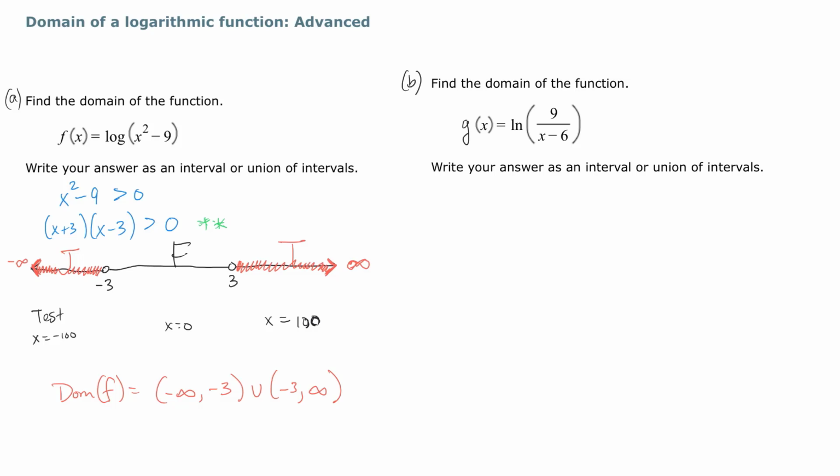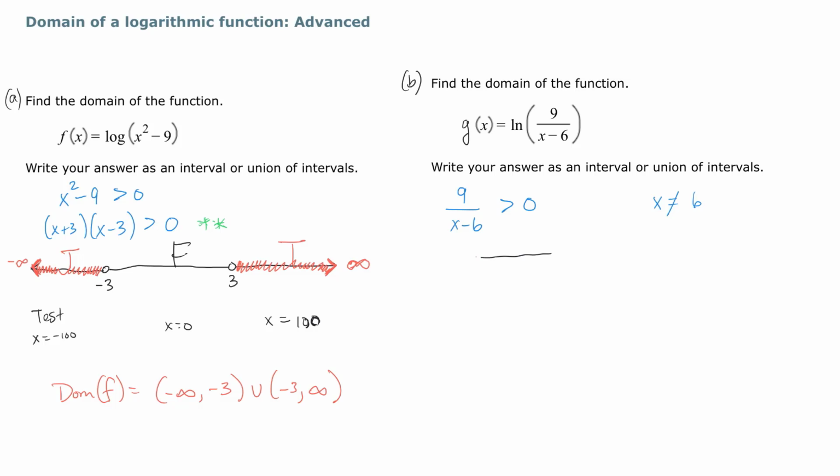Let's find a domain for g of x. Remember that we could only take the natural log of positive inputs. So we need 9 over x minus 6 to be greater than 0. There are no zeros to this rational function. So what we do need to worry about is this situation here, the vertical asymptote. We know that the domain of this rational function, 9 over x minus 6, x can't be 6. So we just got to test the region around 6. The two regions around 6, I should say.